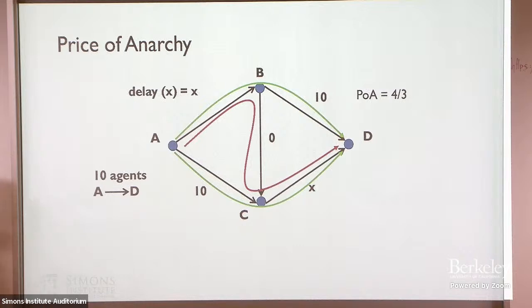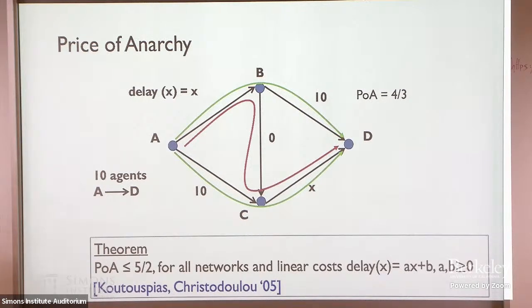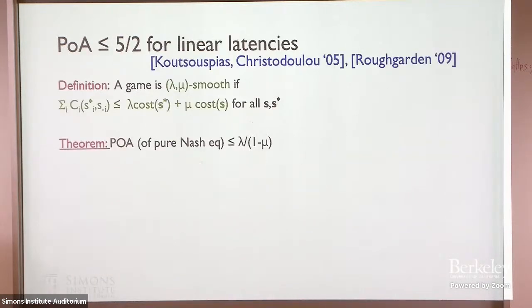What is really amazing is that Koutsoupias and Christodoulou, again almost 20 years ago, proved that you can forget about this very simple network. Create a crazy big network, like 1 billion edges, 1 million users, put whatever you want, but with linear delays. Then the price of anarchy cannot be too much worse than 4/3. Actually, it would be at most 5/2. So that was a fundamental idea.